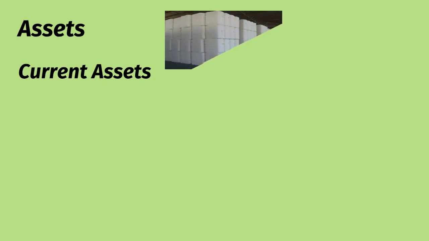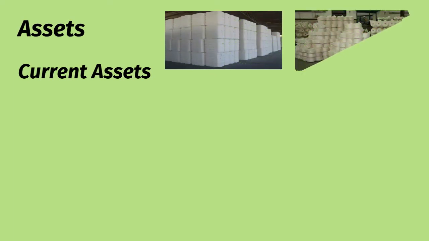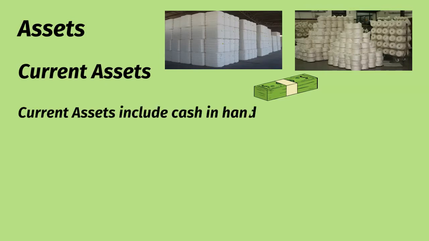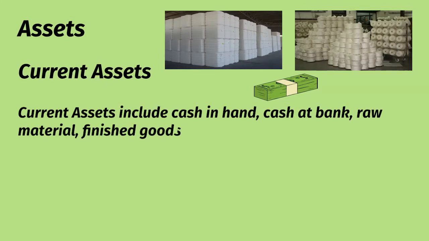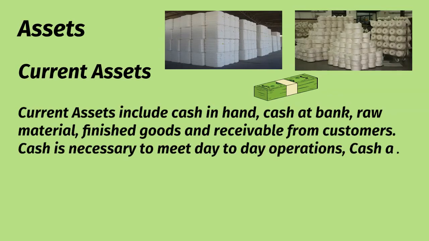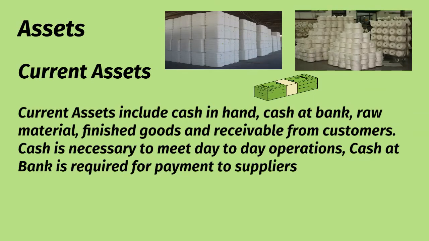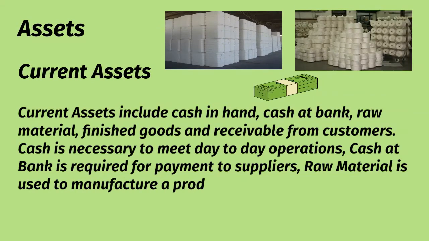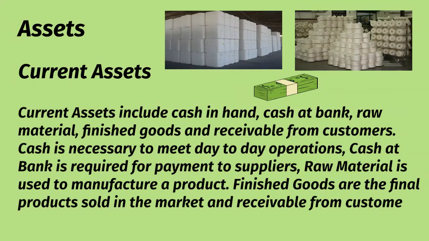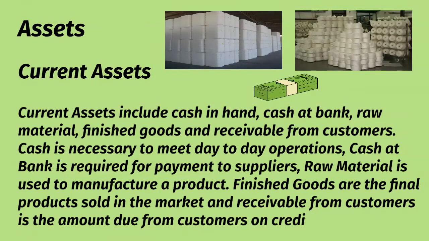Assets. Current assets. Current assets include cash in hand, cash at bank, raw material, finished goods, and receivable from customers. Cash is necessary to meet day-to-day operations. Cash at bank is required for payment to suppliers. Raw material is used to manufacture a product. Finished goods are the final products sold in the market, and receivable from customers is the amount due from customers on credit sales.